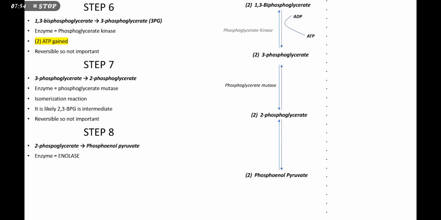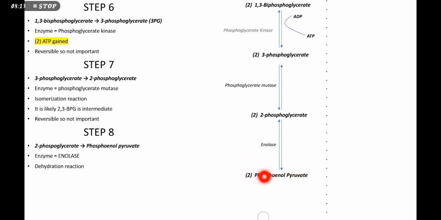Well, the enzyme involved is enolase. Enolase converts 2-phosphoglycerate to phosphoenolpyruvate. This is a dehydration reaction. That is, water is actually removed from 2-phosphoglycerate to convert it into phosphoenolpyruvate.